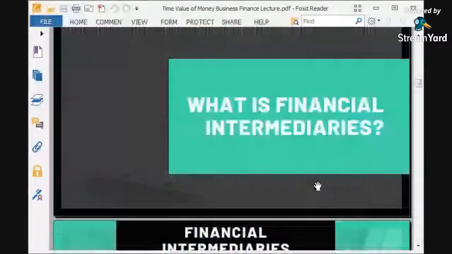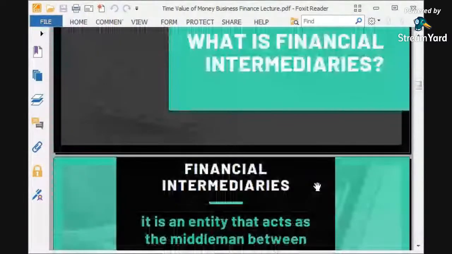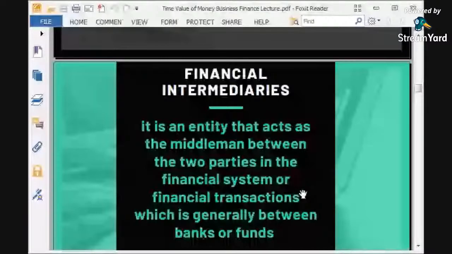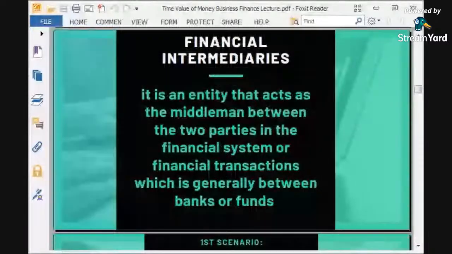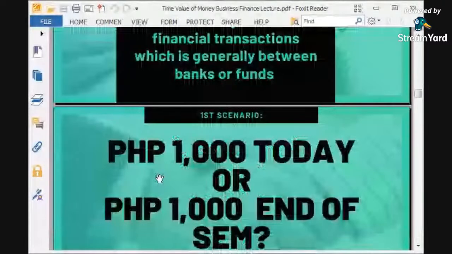Okay? Same with the financial intermediaries. It is an entity that acts as a middleman between the two parties in the financial system or financial transactions, which is generally between banks or funds. Okay, so ito yung dinidiscuss natin kanina, na itong financial intermediaries na ito, this is the combination of the depository and non-depository institutions. Okay, na kung saan dun sa financial system, it's either the funds that they receive from the lenders or savers, they can enter into the financial market para magkumita ng mas malaking interest, or they can also choose not to enter in the financial market and directly give it to the borrowers. Okay? So, medyo kulang ata ang aking slide. So, yan.